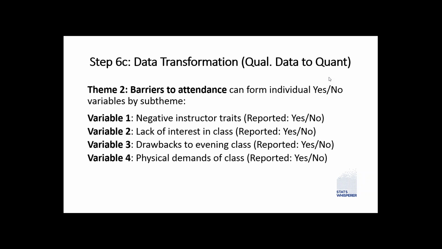Specifically, the first subtheme was negative instructor traits, right? So we could create a variable flagging if the study participant identified that a negative instructor trait was a barrier to class, yes/no. Second, variable 2, which is subtheme 2, lack of interest in class. Did the respondent indicate that lack of interest in class was a barrier to going to class? The same with variable 3. Did the person indicate that the drawbacks of attending evening classes were a barrier to class? And 4, were the physical demands of class a barrier to class? So we could indicate 4 separate variables, all yes/no. Did the respondent indicate this?